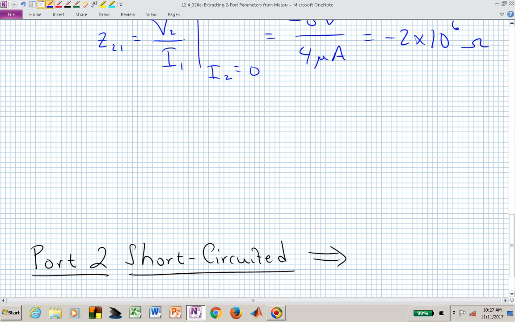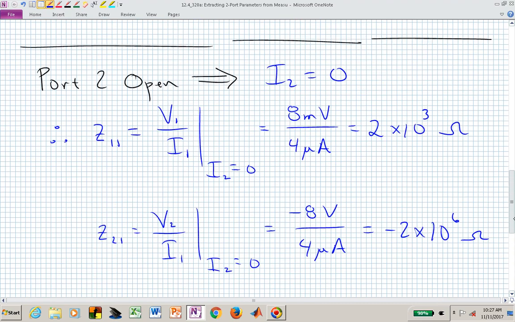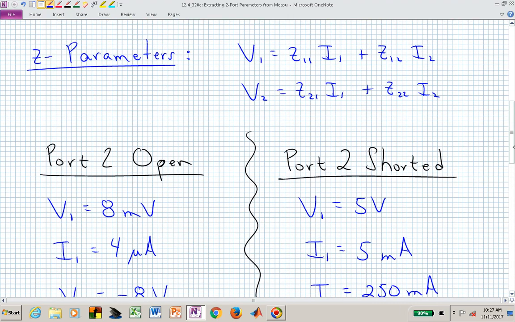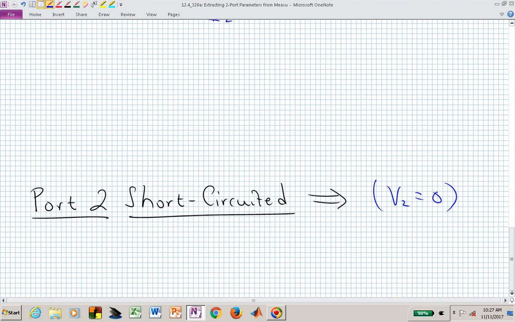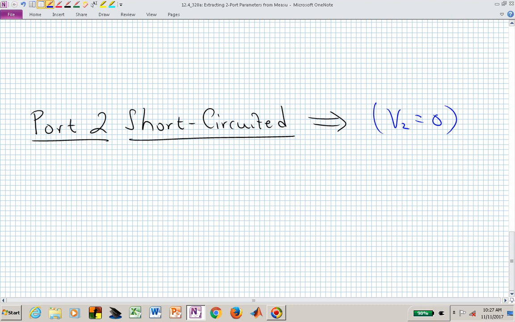Port 2, when we have the output port short-circuited, that now says that V sub 2 is equal to 0. And from that, we might have to combine some of these equations, but let's just see what we can obtain when we have V sub 2 in that second equation set equal to 0. From the second equation, we have V sub 2, and realizing that maybe we already have some of the variables in this formulation identified or already determined.